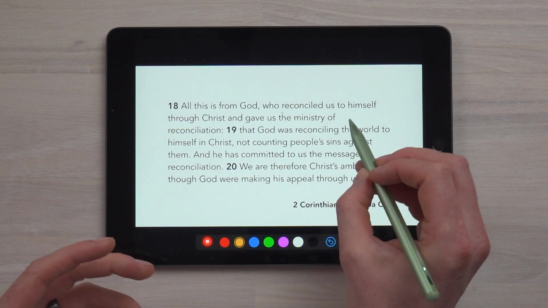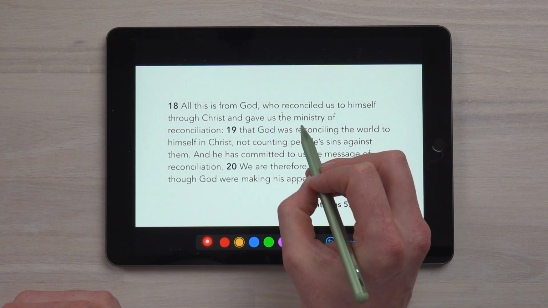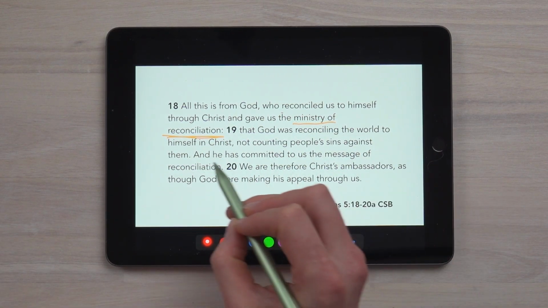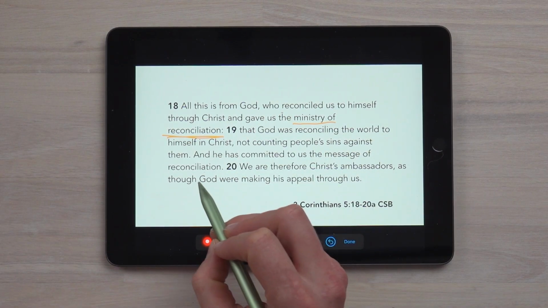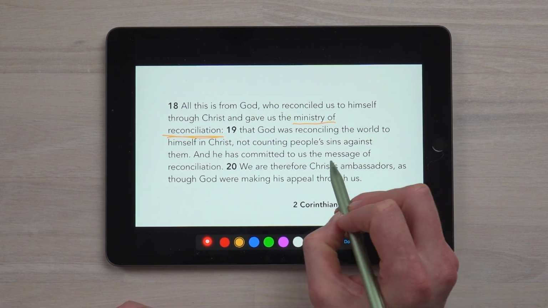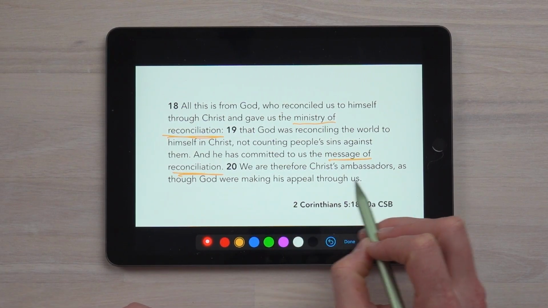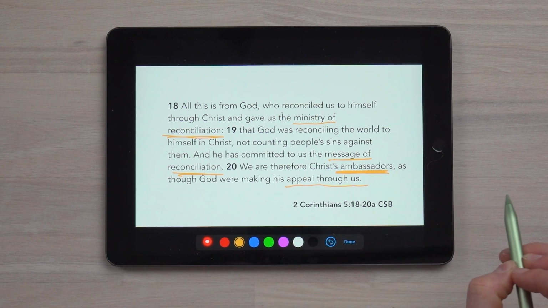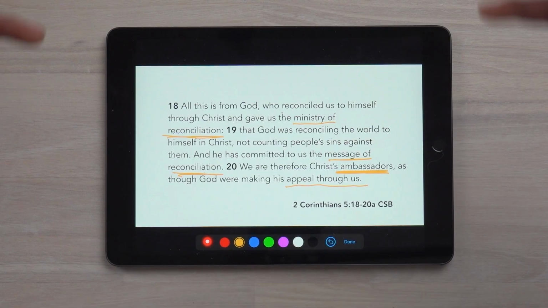Let's go to a reminder about why we're supposed to be ambassadors in this world from 2 Corinthians. All this is from God, who reconciled us to himself through Christ and gave us the ministry of reconciliation. That God was reconciling the world to himself in Christ, not counting people's sins against them, and he committed to us the message of reconciliation, and we are therefore Christ's ambassadors, as though God were making his appeal through us. This is a picture, and it's a call from the Apostle Paul for us to think about our work and our lives as a reconciling agent to the kingdom of God.